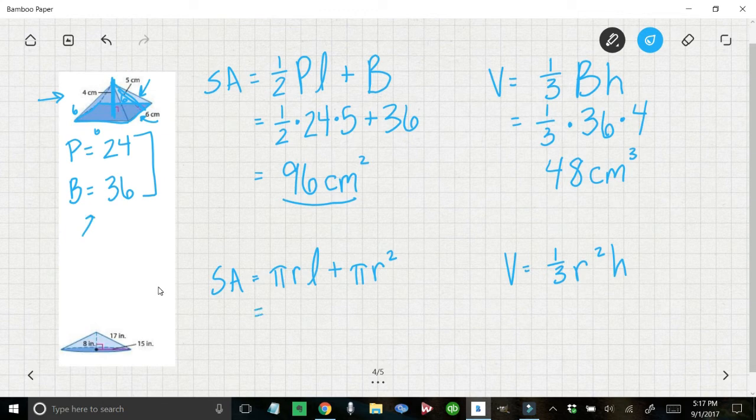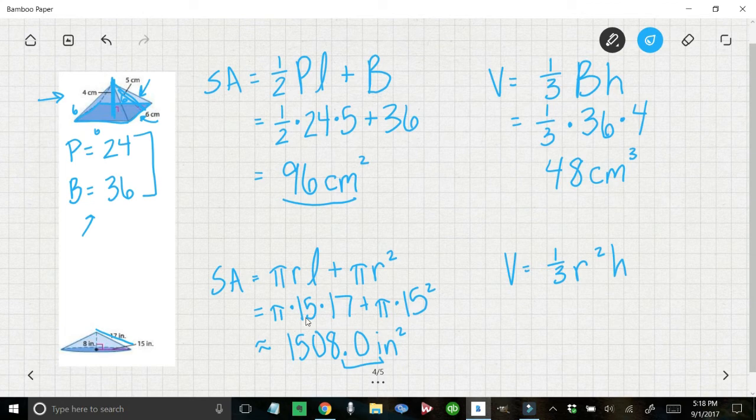So in this case, it's going to be pi times the radius, which is 15, times the slant height, which is 17, plus pi times the radius, which was 15 squared. Just make sure right now you grab your calculator and type this in. If you need to, pause it to type it in quick. We are just going to round this to the tenths place. You should get 1,508.0, and that's going to be square inches. If you're rounding to the tenths place, even if it's a 0, it's proper notation to write that to show that it's been rounded.